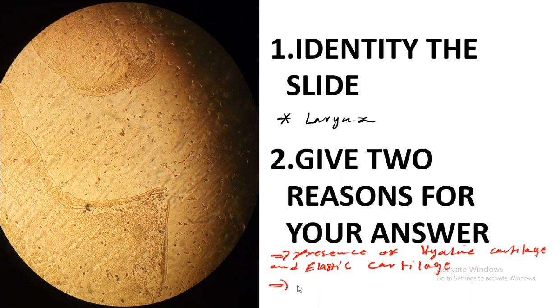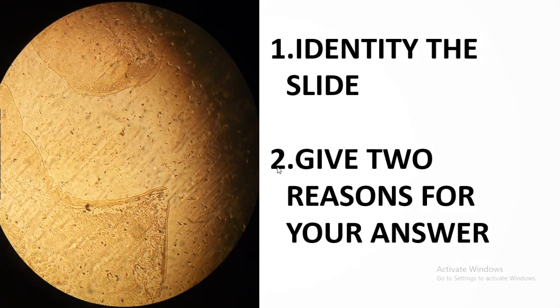The other thing you can talk of is the presence of secretory cells or glandular cells, which contain the simple columnar epithelium. Simple columnar epithelium can also be observed. Most of these things can easily be observed when this slide is being projected or seen on high power. By these reasons, you should make sure that you are capable of giving them.